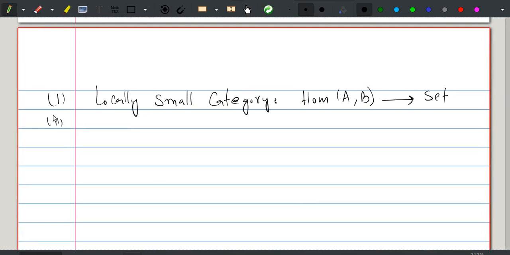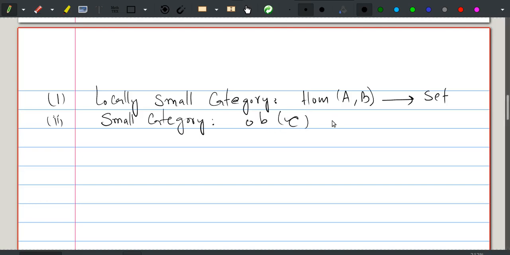Then we have this category called the small category. In this category we take this class of objects of C just as a set. So if we consider this just a set, then this category is called the small category.